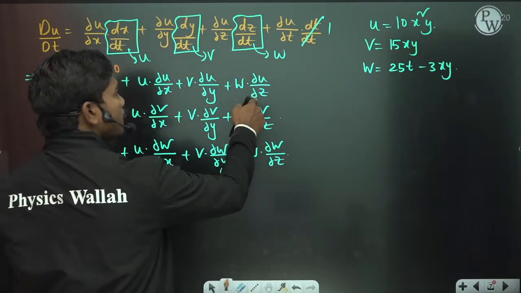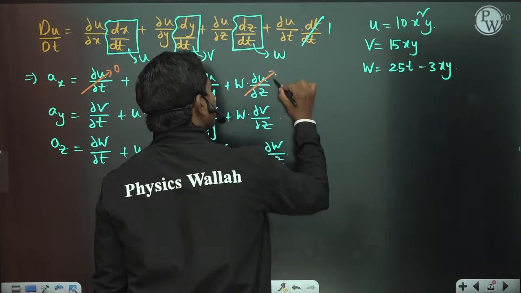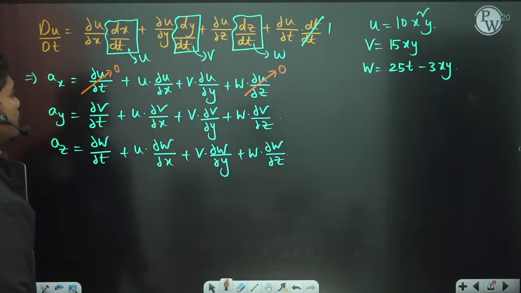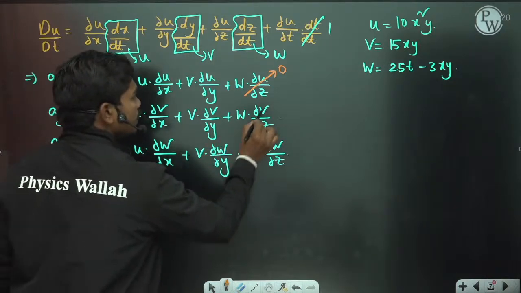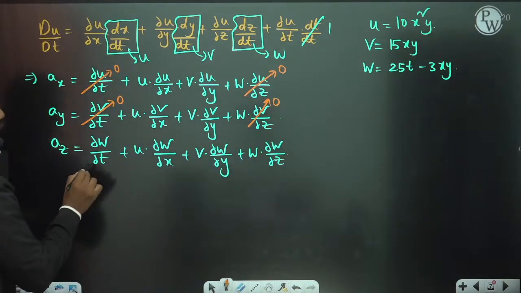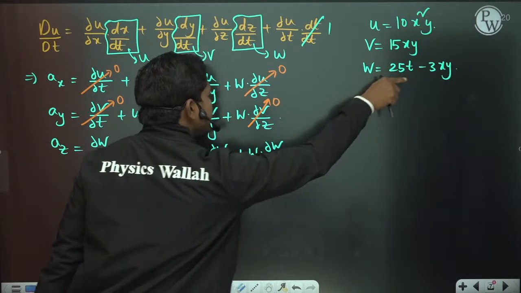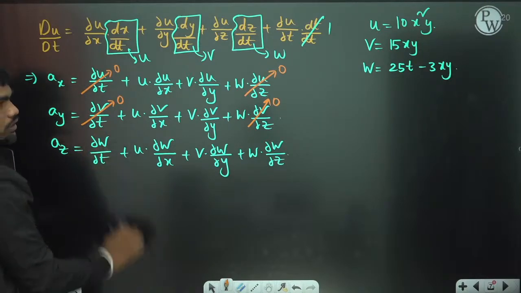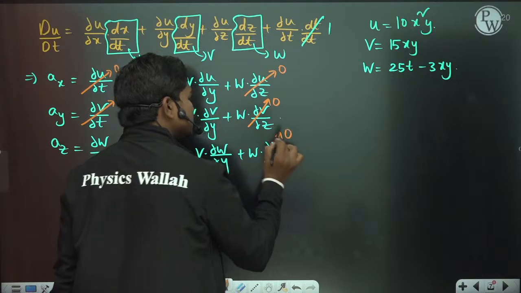Similarly, ∂u/∂z, there is no involvement of z at this location, so definitely ∂u/∂z is also 0. Next, in v also there is no time, and in v also there is no z. For w, you cannot write ∂w/∂t as 0 because you have 25t here. There is dependence of t on w, so this term is not equal to 0. But there is no involvement of z here, so we write ∂w/∂z is equal to 0.